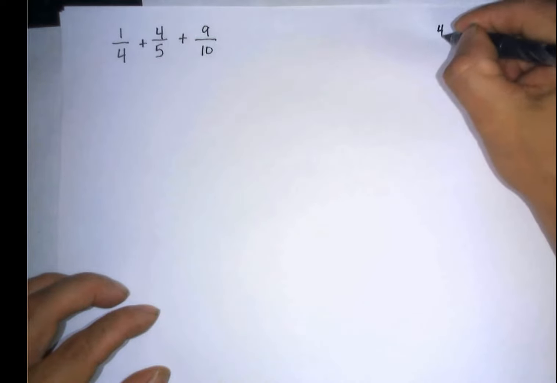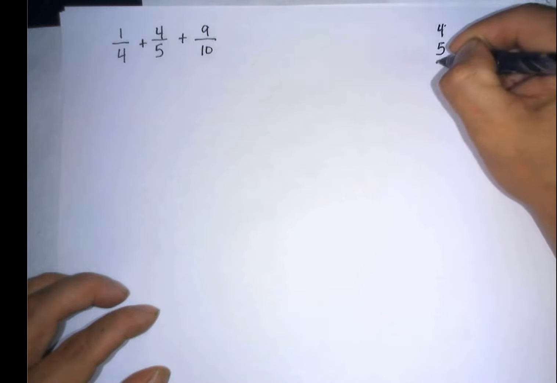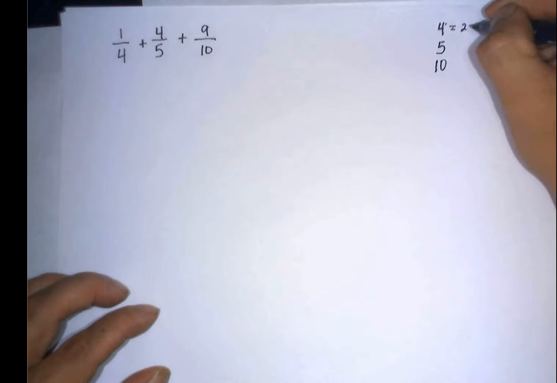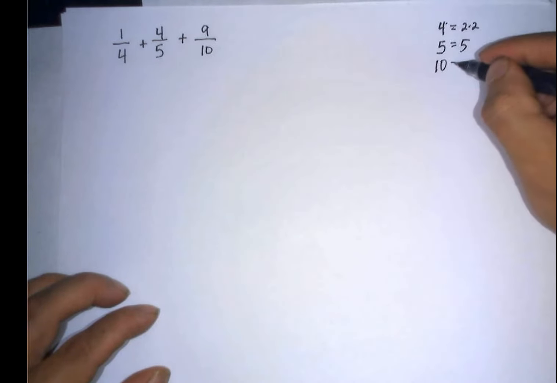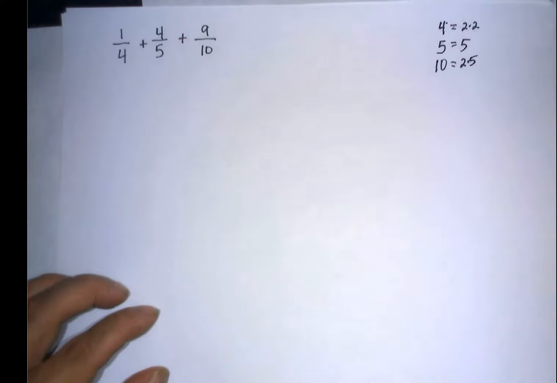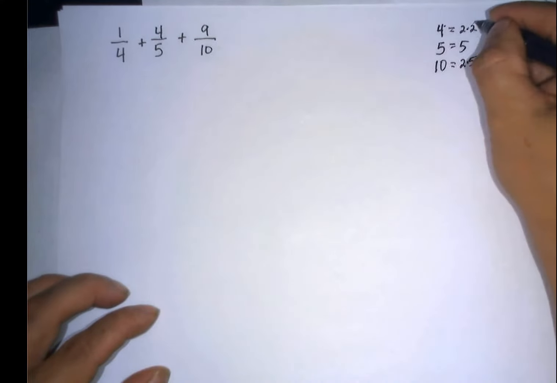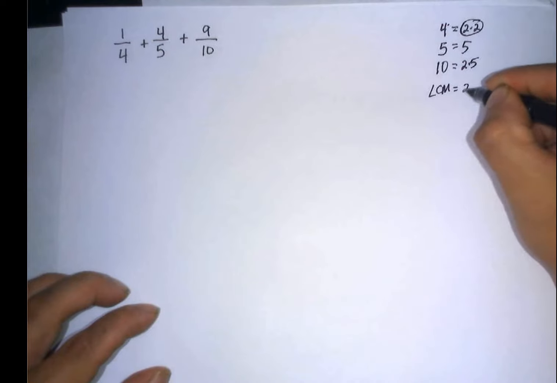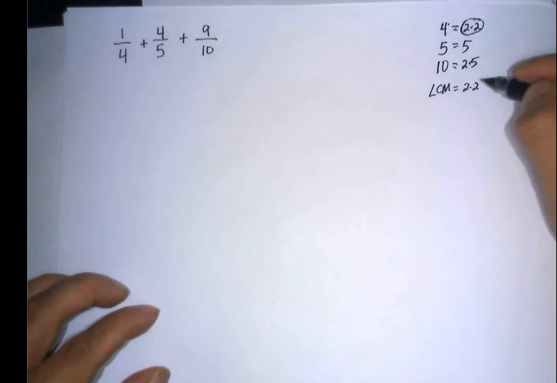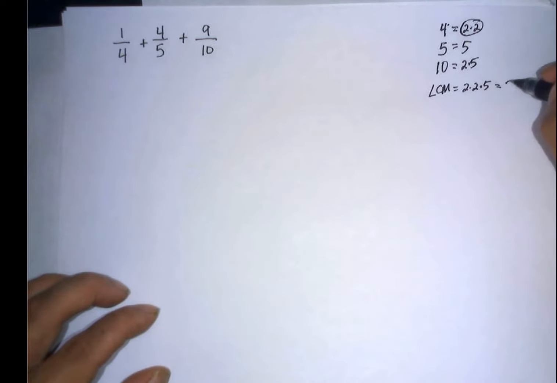So let's do that. We have 4, 5, and 10. 4 is 2 times 2. 5 is prime, which is just 5. And 10 is 2 times 5. So let's see. 2 is used the most twice right here. So the LCM is 2 times 2. And then 5 is just used once. So the LCM is 4 times 5, which is 20.